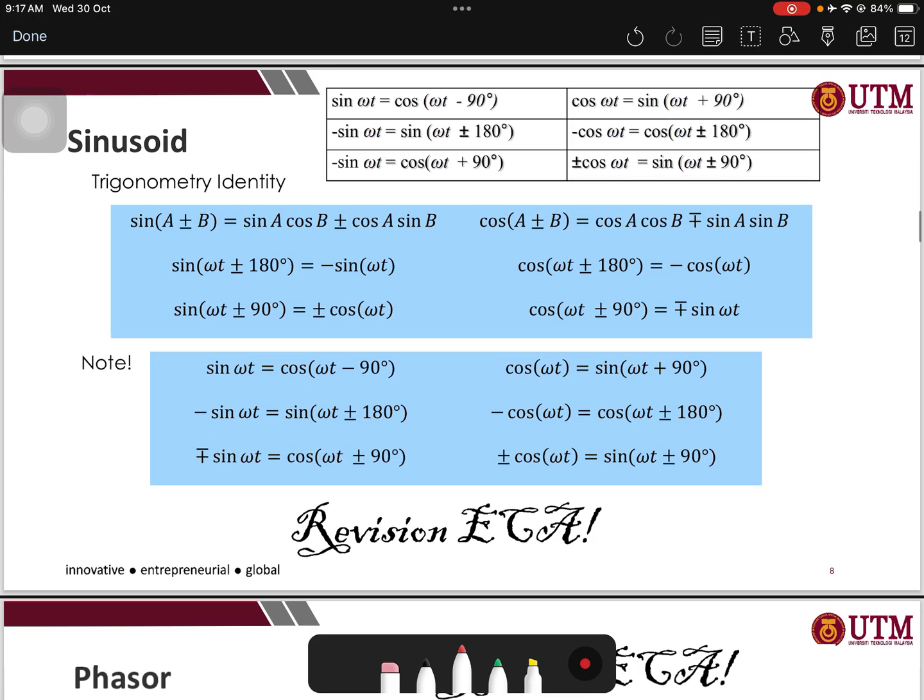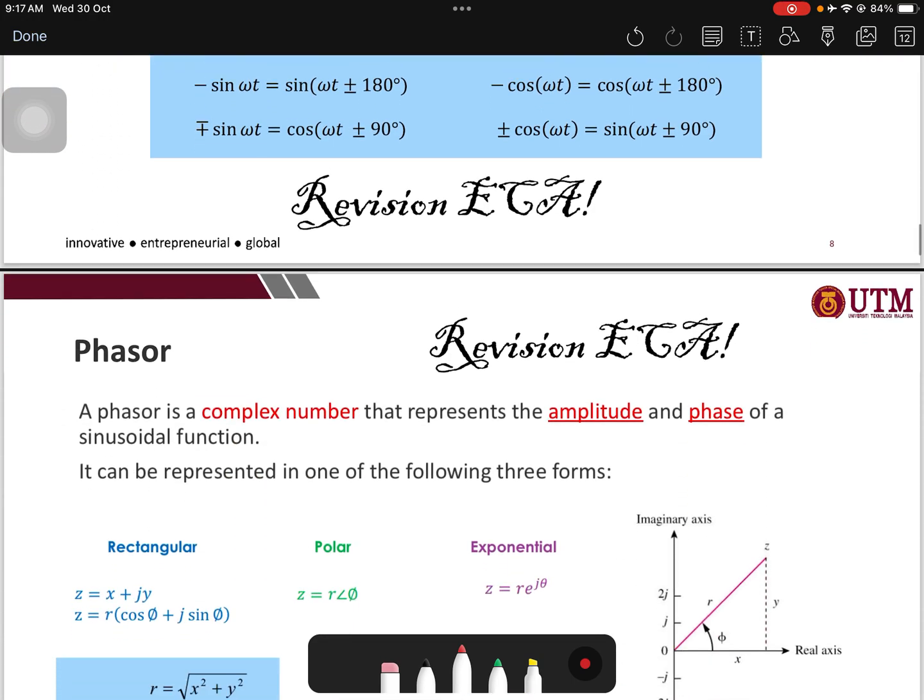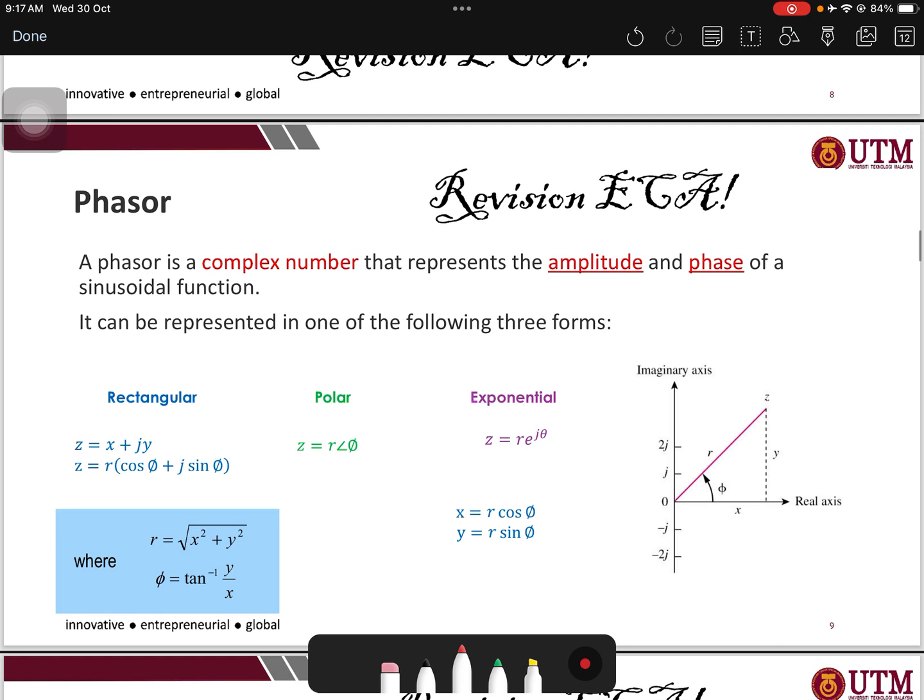Alright, so these are the notes. Later on you can refer to them. So phasor, what is actually the phasor? This is the revision for the electrical circuit analysis. The phasor is a complex number that represents the amplitude and the phase of the sinusoid function. It can be represented in one of the following three forms.